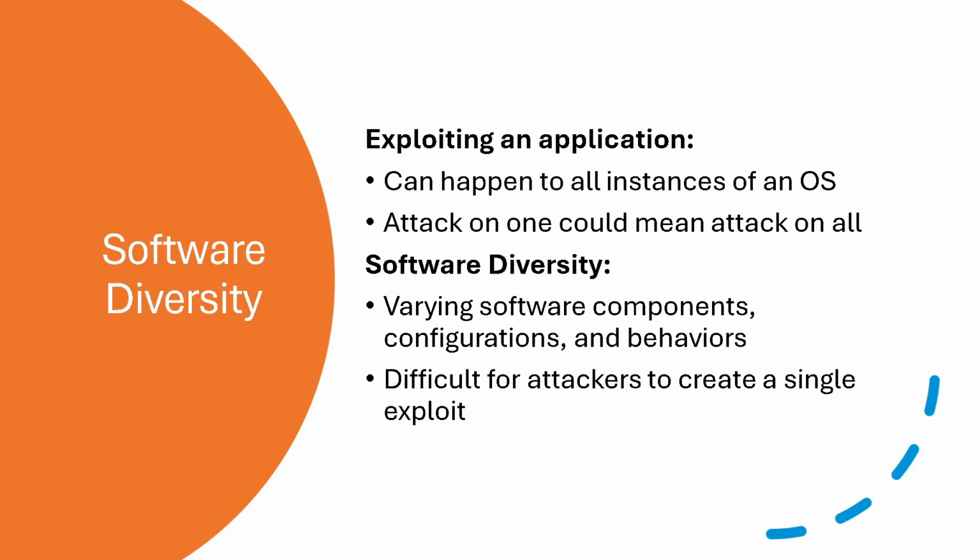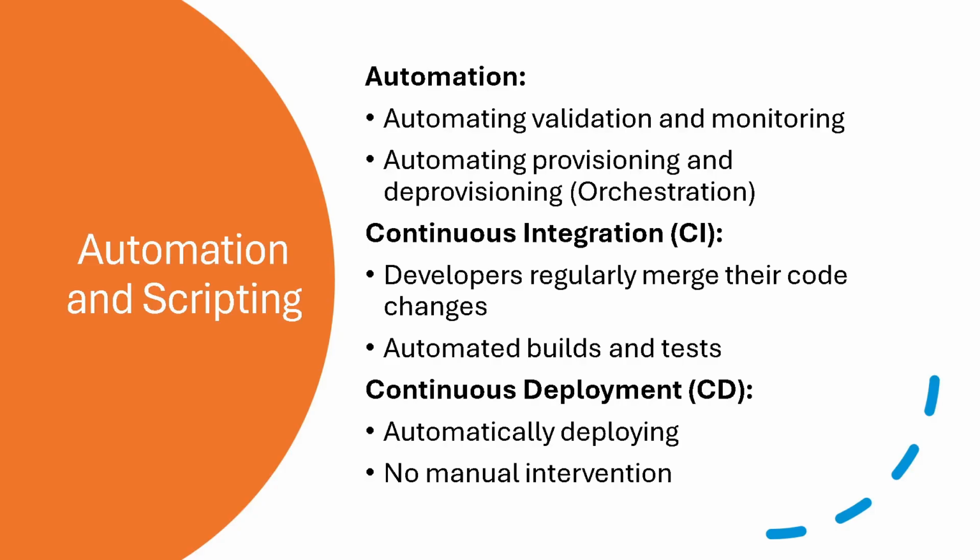Software diversity. Software diversity refers to the practice of varying software components, configurations, and behaviors to enhance security of the application. The idea is that diversity can help reduce the risk of widespread exploitation by making it more difficult for attackers to create a single exploit that works universally. Automation. Automation and scripting are fundamentals in the modern software development process. These practices aim to improve software quality, speed up the development process, and ensure consistent delivery.